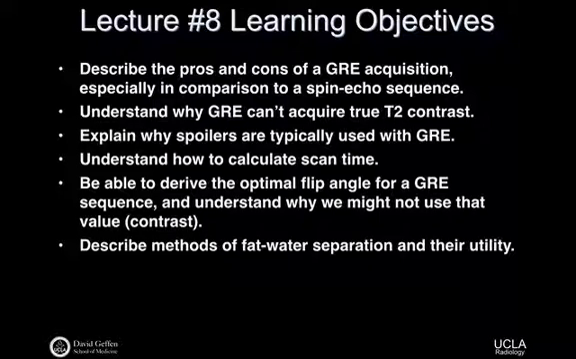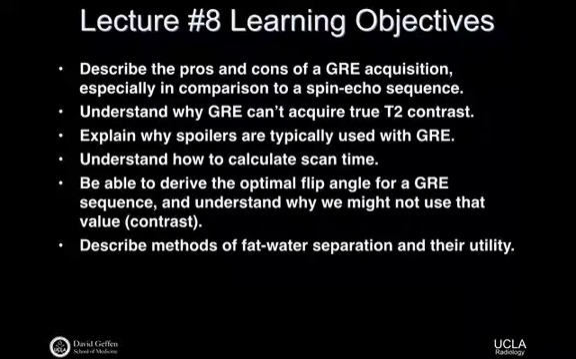But the focus was really on being able to describe the pros and cons of a GRE acquisition, and especially some comparison to spin echo imaging. So what was a nice advantage of gradient echo imaging? It's pretty fast, right? And you'll get some sense for that when we work on the MR systems themselves. Fundamentally, it has to do with the kinds of TRs we need to get, say, T1 weighted imaging. They're quite short, whereas with a spin echo sequence, they tend to be longer. So there's a speed advantage there.